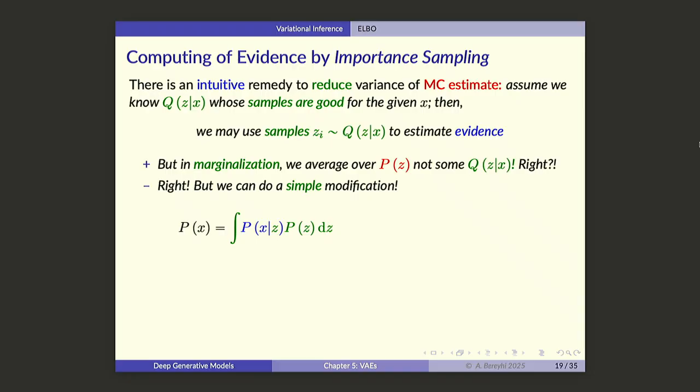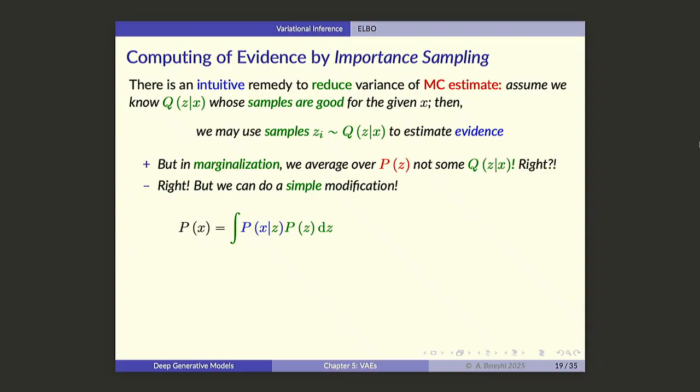If you replace P of z with something else, then you are not taking expectation over P anymore. You're taking expectation over that distribution, right? Q, for instance. And this is not accurate anymore, right? But that is not hard to modify.